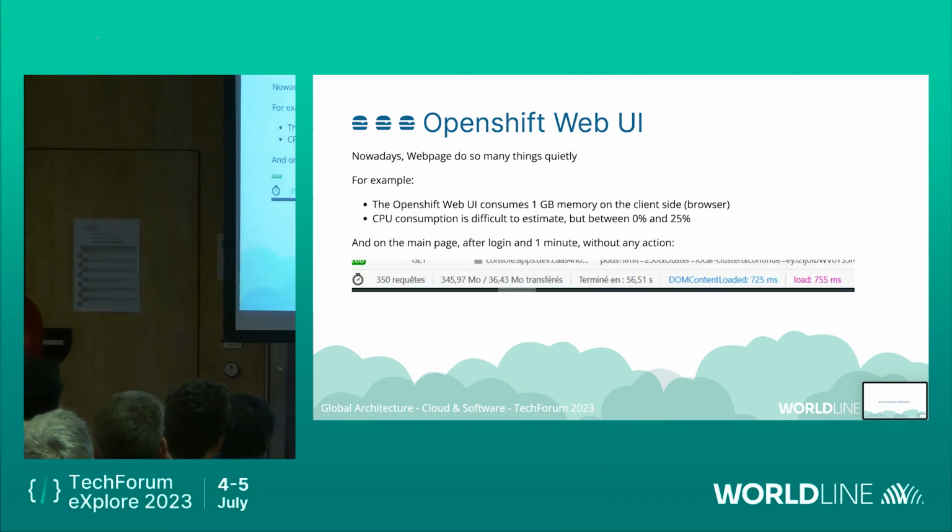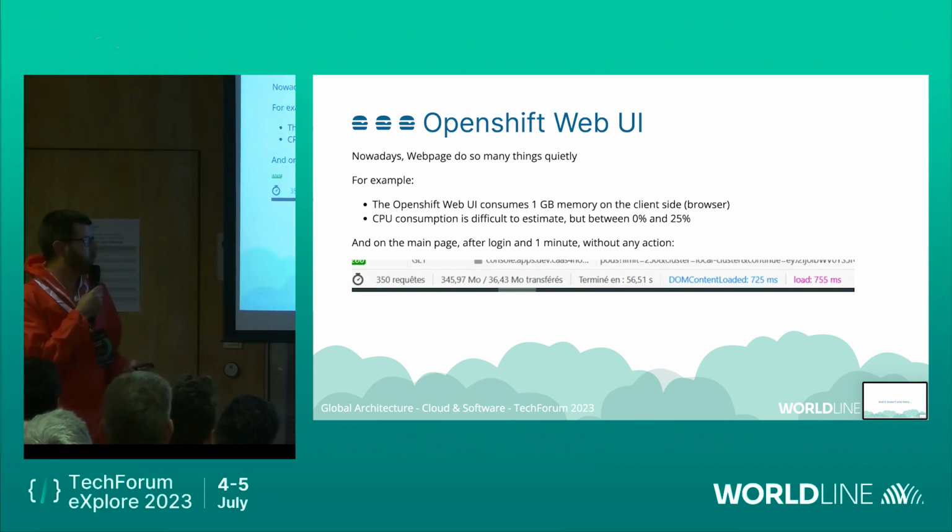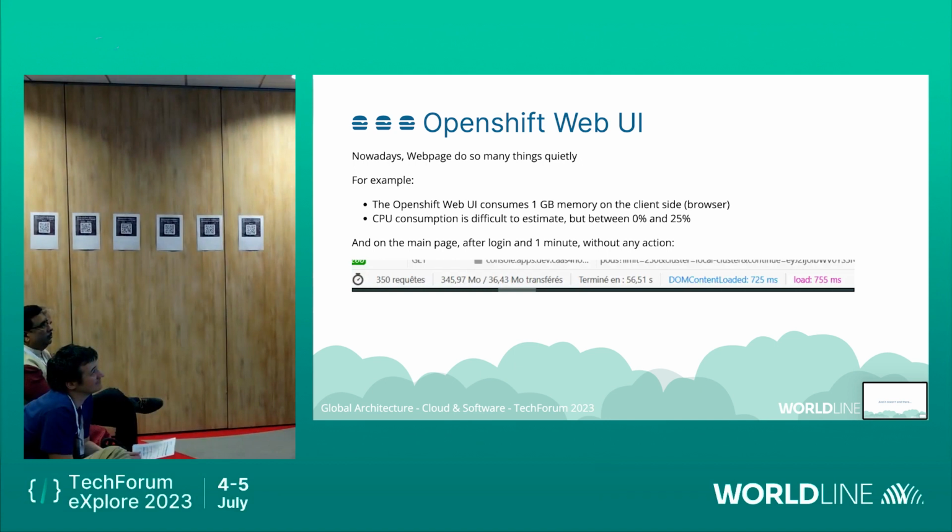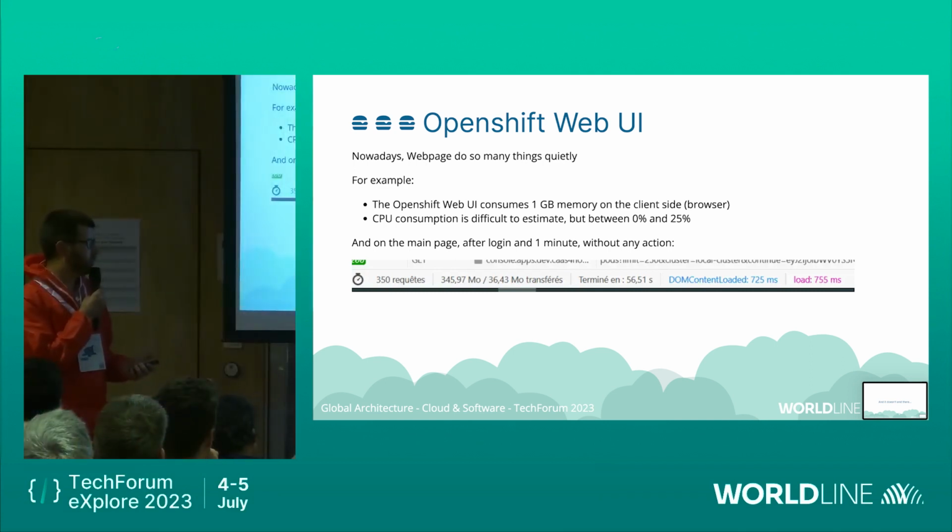So let's continue with an example. I take the OpenShift web UI, which is used internally, and basically the server side doesn't consume a lot of memory and CPU. It's about 500 megabytes of memory, something like that, for 2 instances. But when you reach it with your browser, it consumes 1 gigabyte only after the login. So basically, I load the page, I log in, and I wait for 1 minute. And my Firefox uses 1 gigabyte of memory.